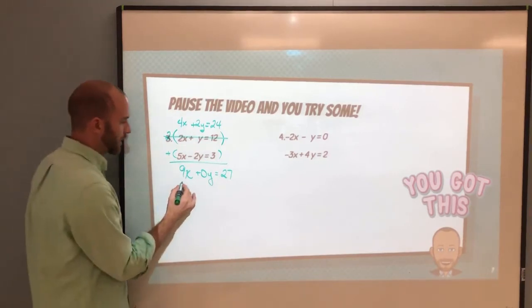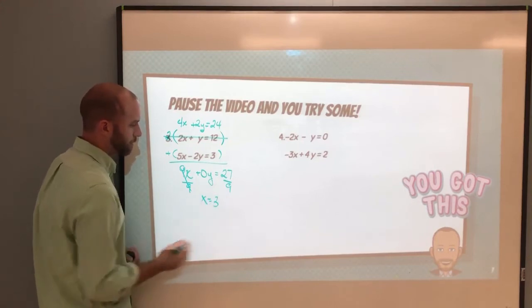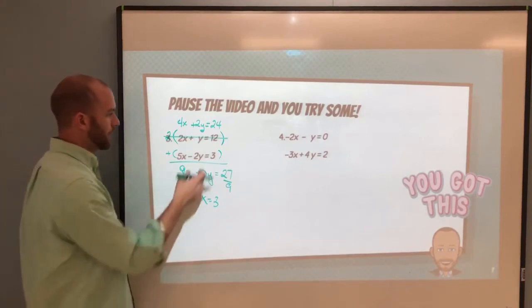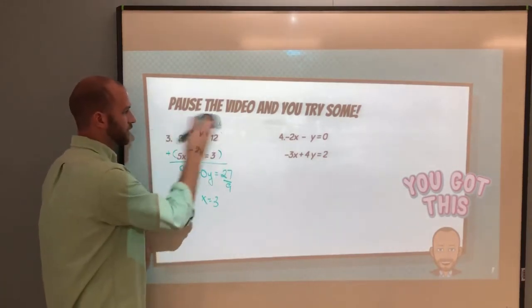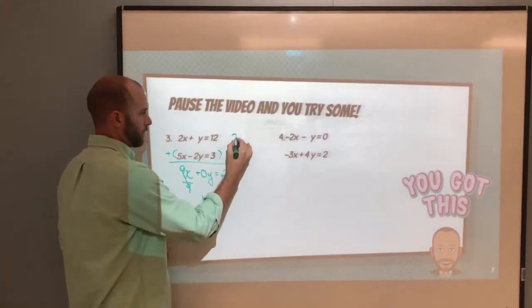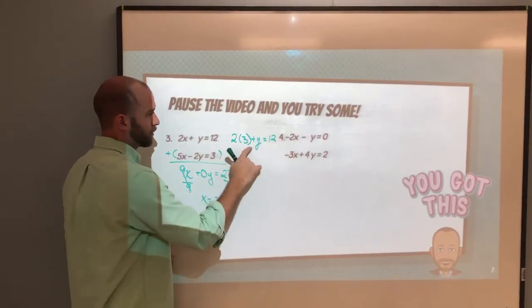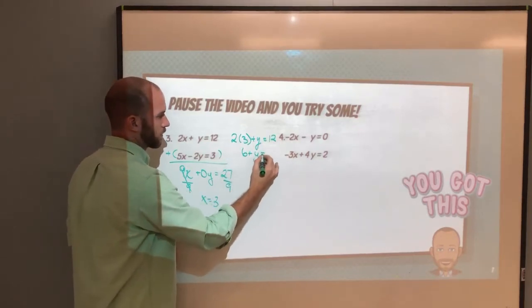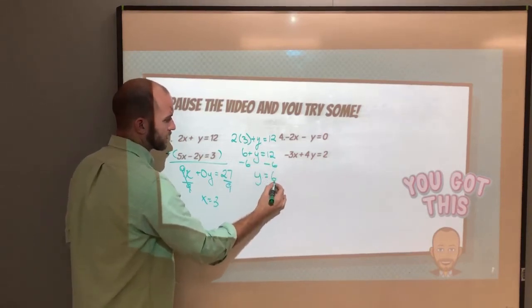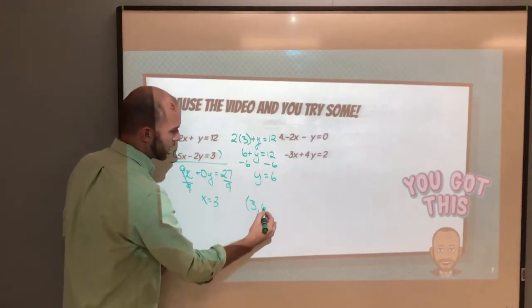If we divide both sides by 9, we're going to get x equals 3. From here we can substitute this into either one of our original equations. I'm going to do the first equation just because it looks a little simpler. And notice I'm going back to the original equation before I multiplied. 2 times 3 plus y equals 12. 2 times 3 is 6. Subtract 6. y equals 6. So x equals 3, y equals 6. If we write that as an ordered pair, we get (3, 6).